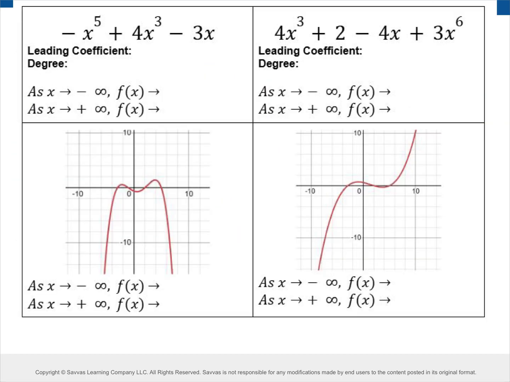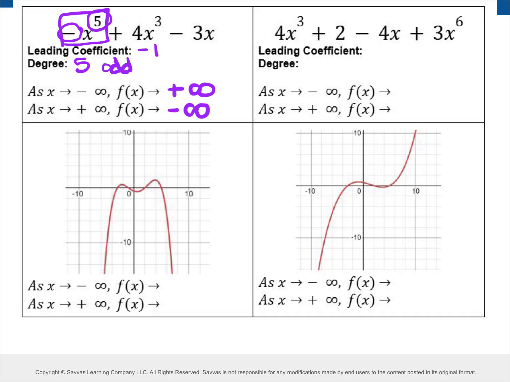Okay, for our first example, it's already written in standard form. Here is our leading term. Our leading coefficient is -1. Our degree is 5. Since our leading coefficient is a negative, we know the right side is going down. So as x approaches positive infinity, because that's the right side, we're going to put a negative infinity to show that the right side is going down. Because it has a degree of 5, 5 is odd. And we know with odds, the ends go in opposite directions. So if the right side is going down, the left side should be going up towards positive infinity.